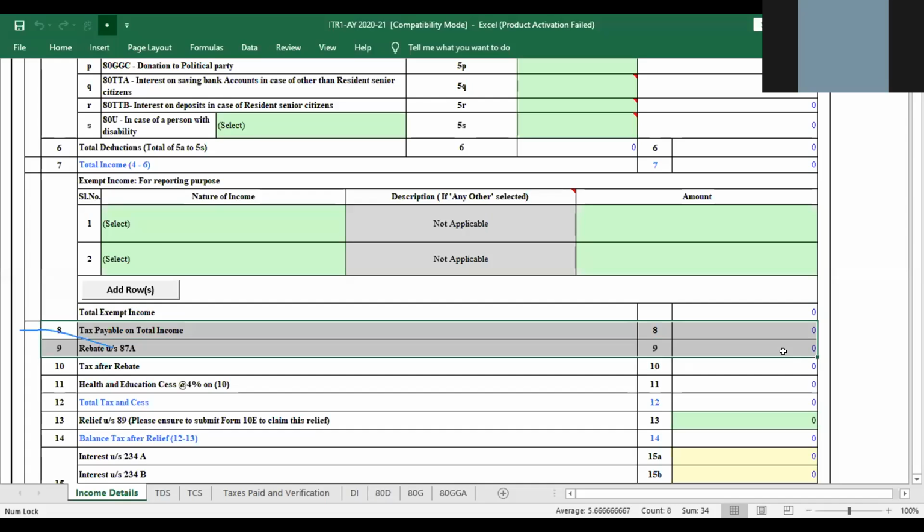So we have understood what is going to be our tax payable. On that tax payable, we are going to get a rebate, and we will subtract that, we will get tax after rebate. On tax after rebate, you will pay 4% health and education cess. Even on 1 rupee worth of tax, you will pay 4% of health and education cess. Please remember, health and education cess is on your tax amount. It is not on your income. So you will get your total tax and cess payable.